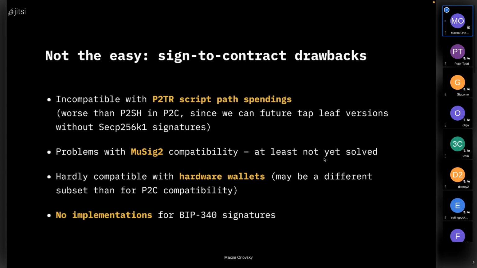Also, sign to contract is even worse compatible with hardware wallets. And it may be a different set of hardware wallets which are compatible with one and incompatible with the other. And today we also have no implementation for Schnorr-based signatures for sign to contract, even in Bitcoin Core or any other library. So it's not that easy.